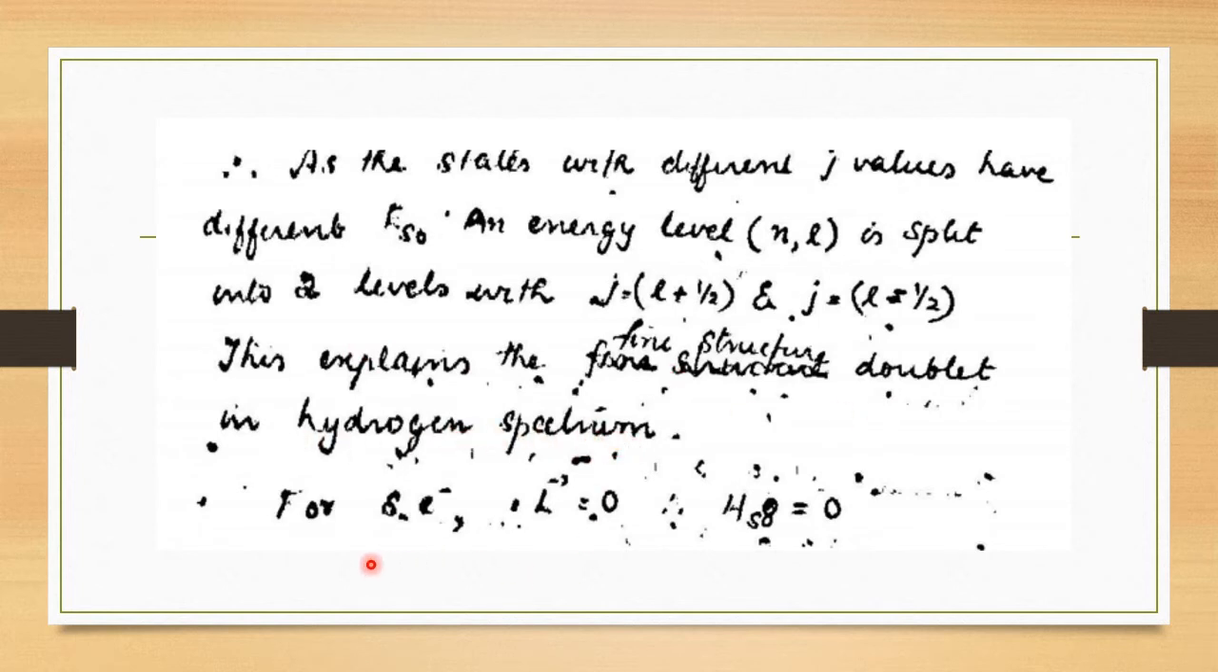Now for an S electron, if the final electron is in the S state, you know that L is equal to 0. Therefore, the interaction term becomes 0. So there is no spin orbit interaction Hamiltonian for that case, if the last electron, the valence electron, is in the S state.